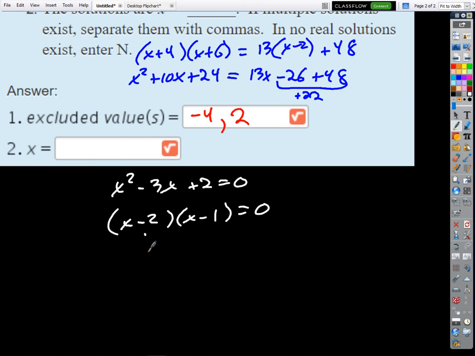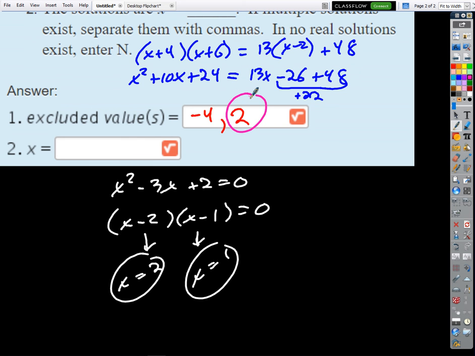So what are my zeros? 2 and 1. Plug them in to make sure. Look at this: because 2 is an excluded value, that has to get canceled. And so my only solution is just x equals 1. Okay?